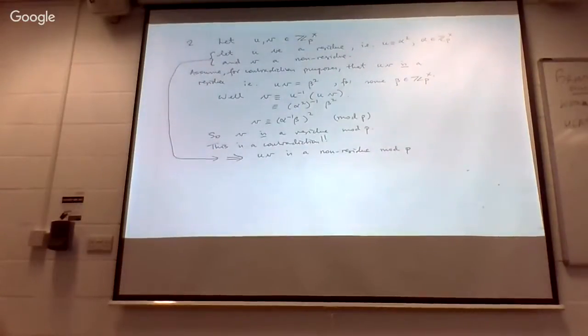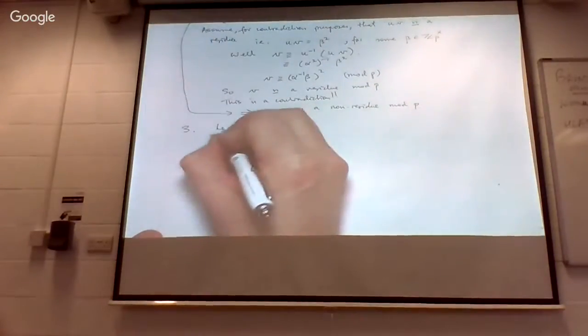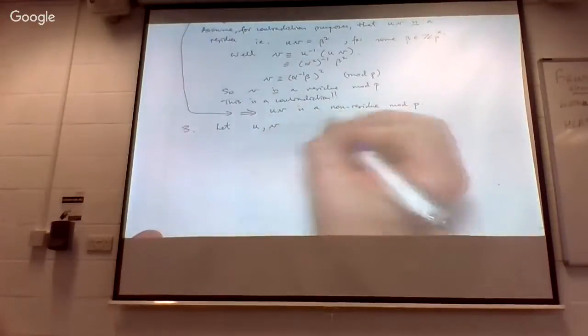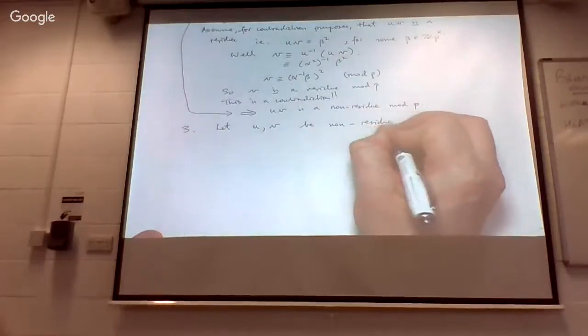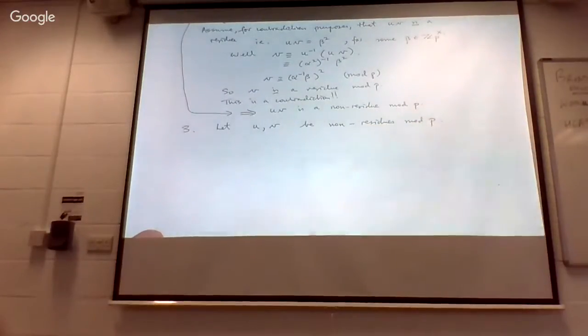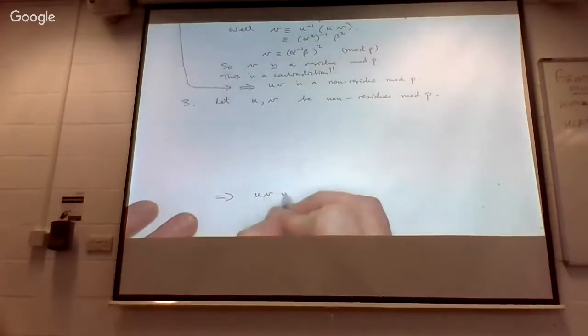So that's good. Residue times non-residue gives us non-residue, just like positive times negative gives you negative in real arithmetic. So we still have to do 3, where we say let U and V be non-residues. And the conclusion we want is UV is a residue.